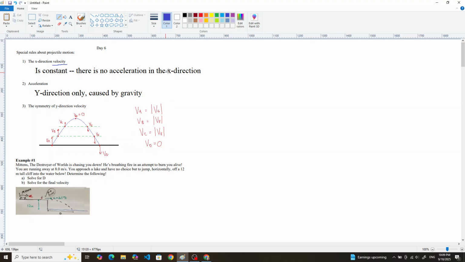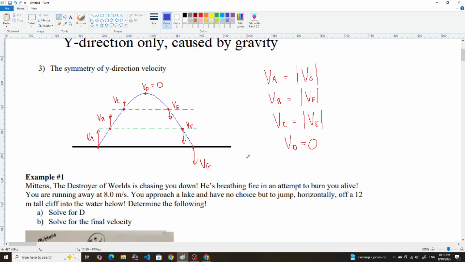Also, the symmetry of the y direction for velocity. If we see this trajectory in blue and we are focusing only on y direction velocity, there is x direction velocity as well, but for the moment only on y direction velocity, we see that the velocity vectors point up as the projectile goes up, 0 at the peak, and then the vectors point down. One of the key things we'll note though is magnitude-wise, if two points are at the same elevation, such as A and G, B and F, C and E, the magnitudes of those velocities are equal to each other.